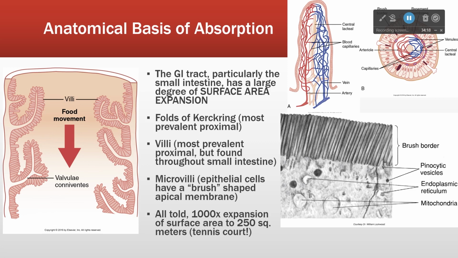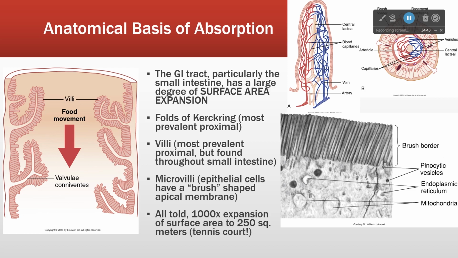Absorption is happening primarily through diffusion and co-transport. Okay, we're going to look at a number of transporters here in a minute. That means that it's the membrane, the surface of the cell, that's doing the busy work of absorption as well as digestion. So if the surface is doing the work, we need a lot of surface, right? So we have surface expansion.